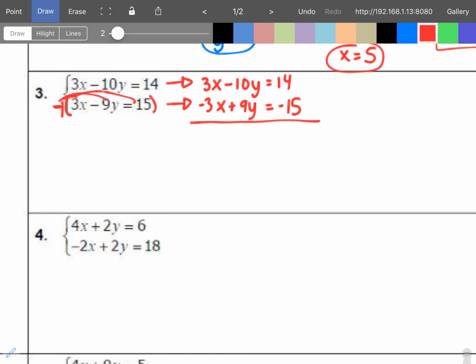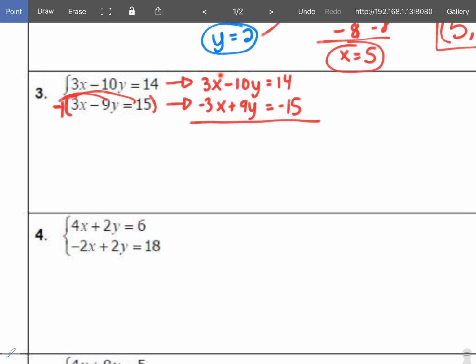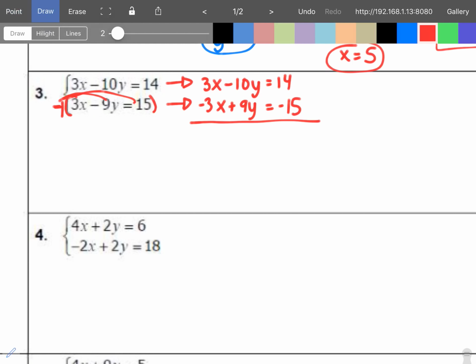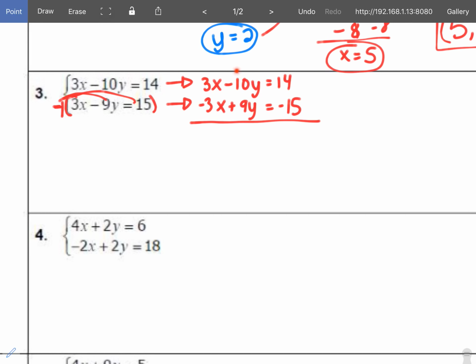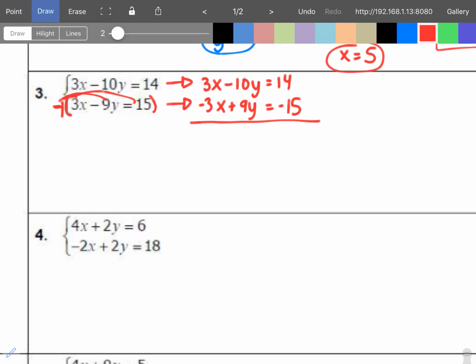Now, if I add down, do my variables cancel? Yep, 3x minus 3x is 0. And then I have negative 10y plus 9y is negative 1y equals 14 minus 15 is negative 1. Divide each side by negative 1. Y equals positive 1. Negative 1 divided by negative 1 is positive 1.